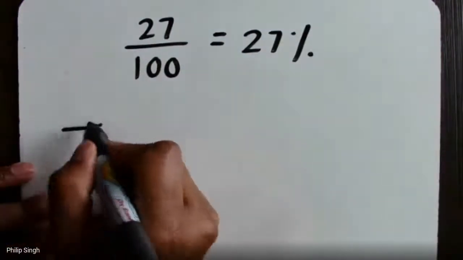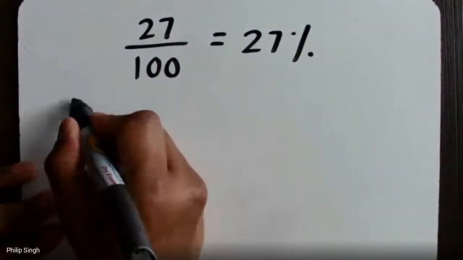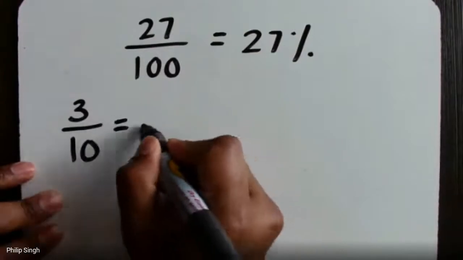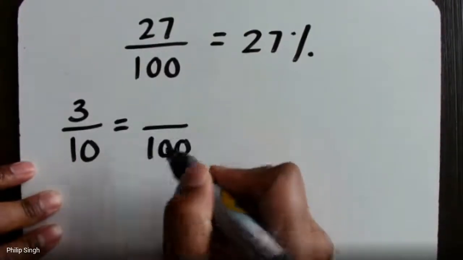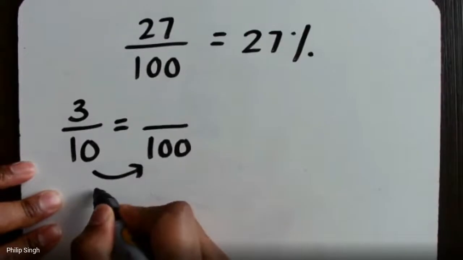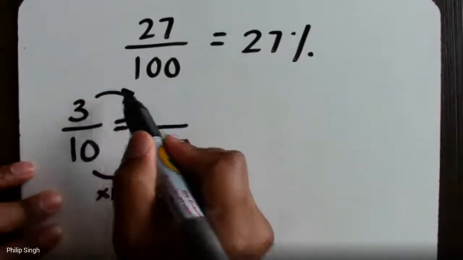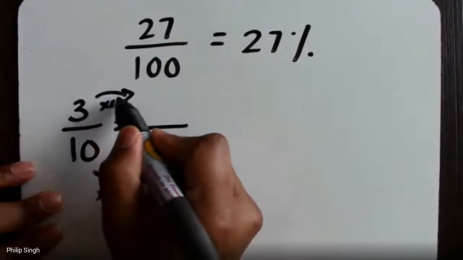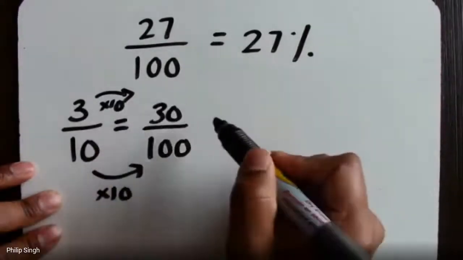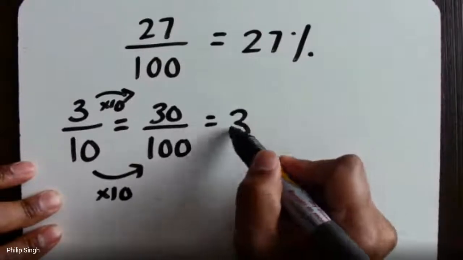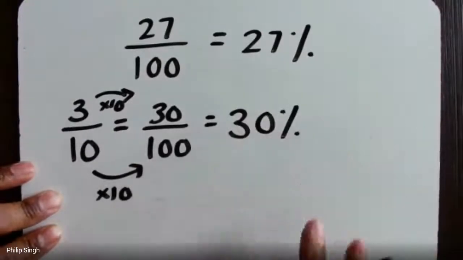If something is out of 10, if we have 3 out of 10, well, we can make it out of 100 by changing the denominator. So in this case, multiplying the denominator by 10, doing the same thing to the numerator, multiplying it by 10 and getting 30. So 30 out of 100 translates to 30%.